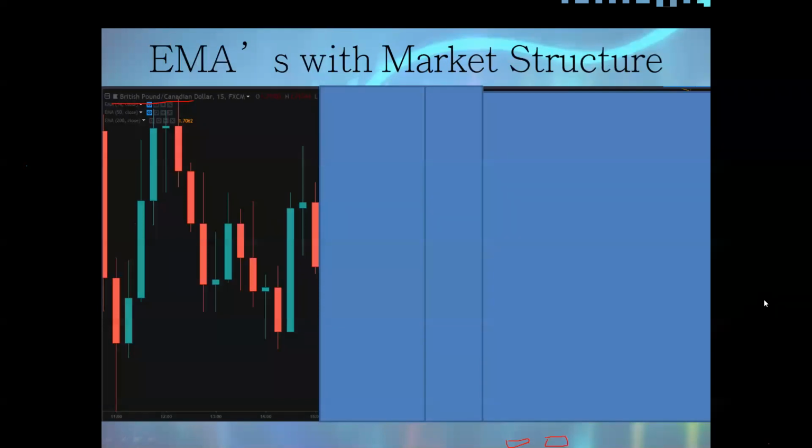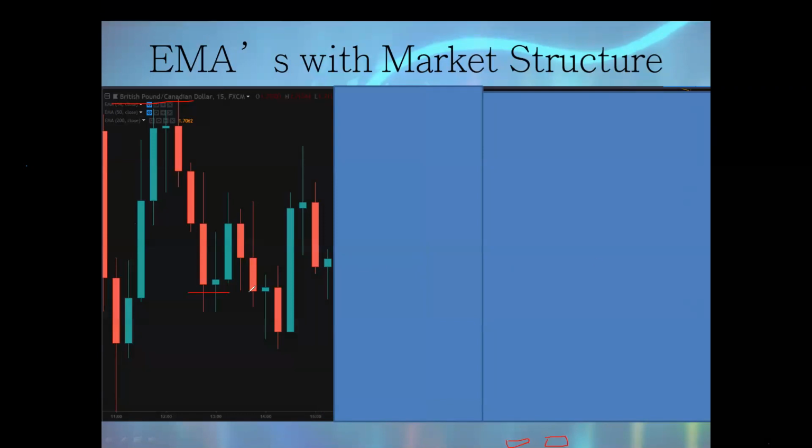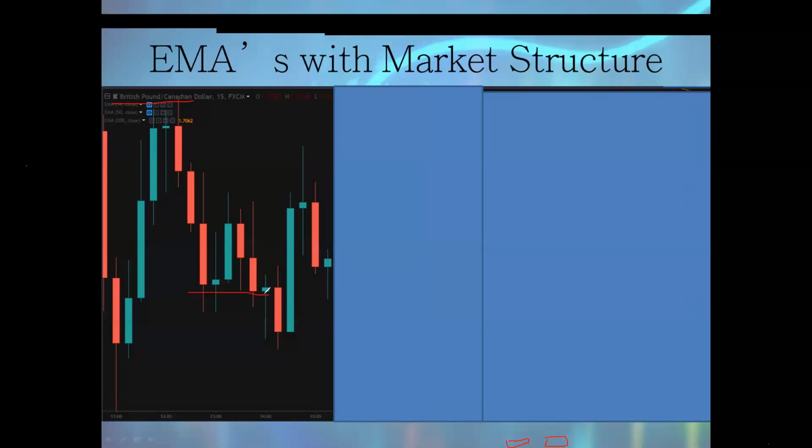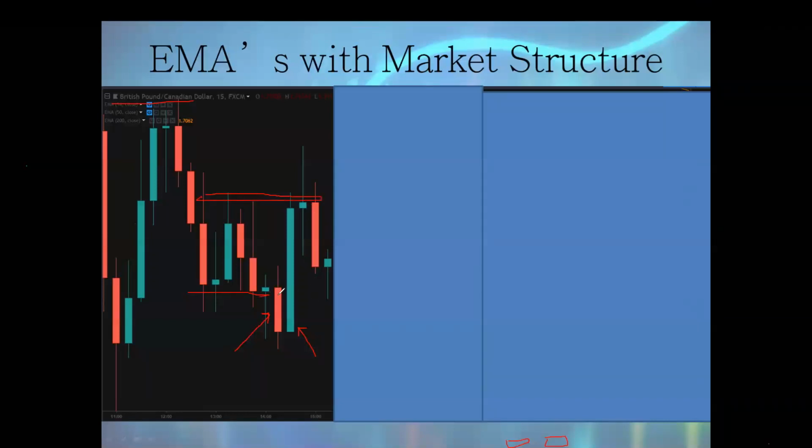EMAs with market structure. All right, what's happening here? This is the 15-minute chart. Price was making support here. Now we're just trying to tell a story. Price was making a support. Candle broke down, next candle went up, and then price started to make some sort of resistance. Then price came down, came back at the support and finished the bullish candle.